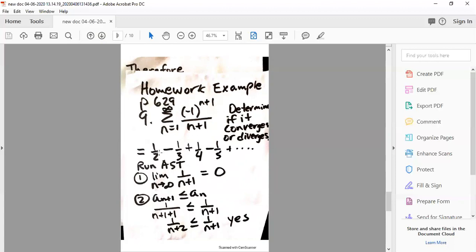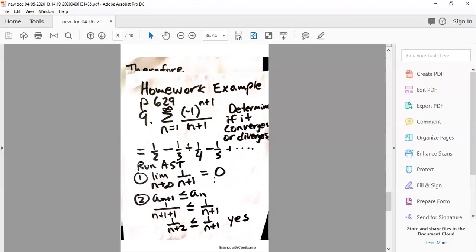I've written out the terms. It clearly alternates signs if you plug in n, because the sign on the -1 alternates between odd and even. So when I run the AST and I'm checking the limit as n goes to infinity of the term, it is only 1 over n plus 1. Plugging in infinity, 1 over infinity, sure enough, gives you 0.